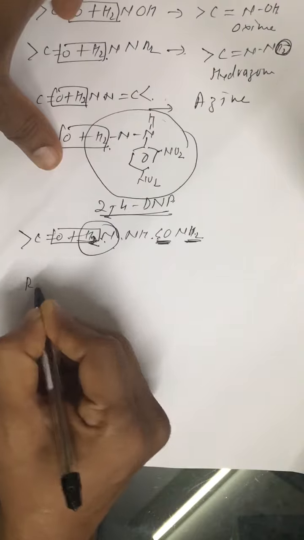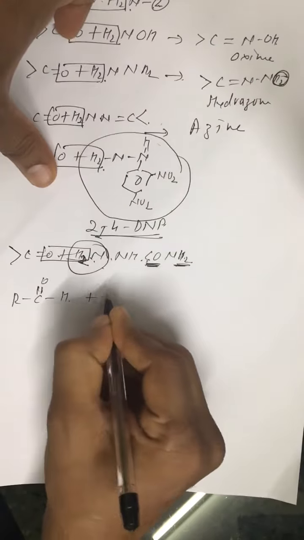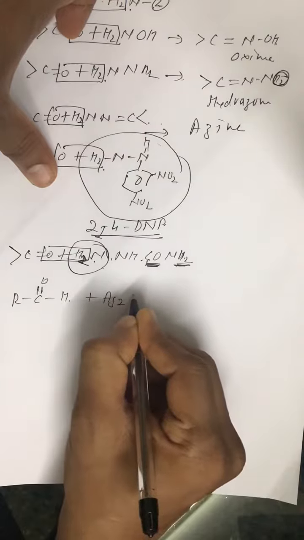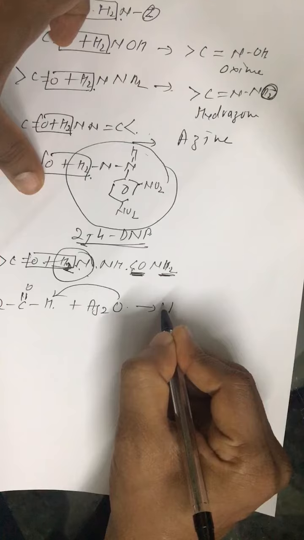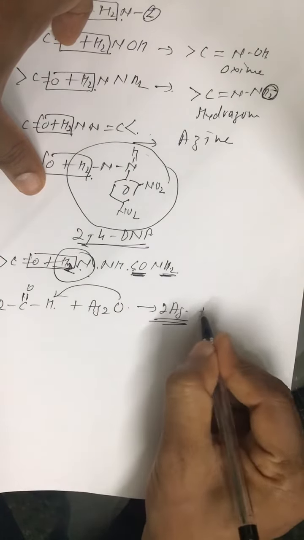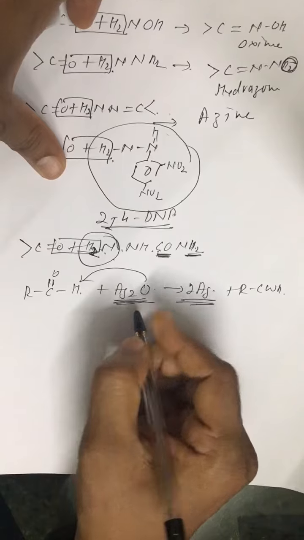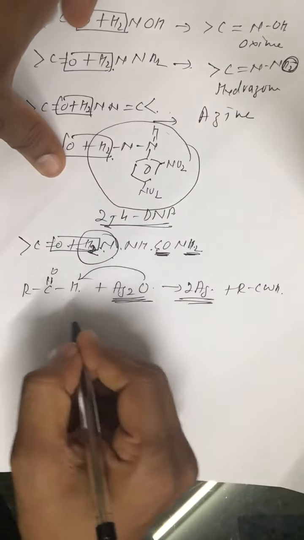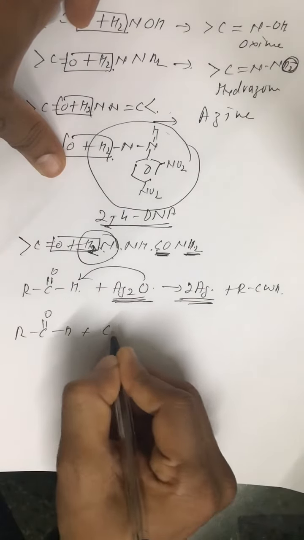Then aldehydes, since they are reducing in nature, can reduce Tollens reagent. With Tollens reagent, we get the silver mirror test. RCHO is oxidized to RCOOH. Tollens reagent is ammoniacal AgNO3.